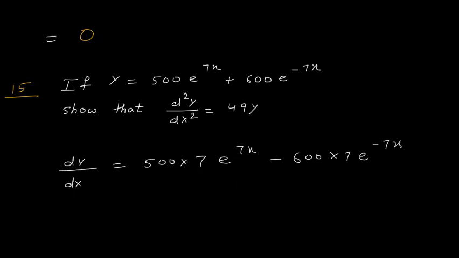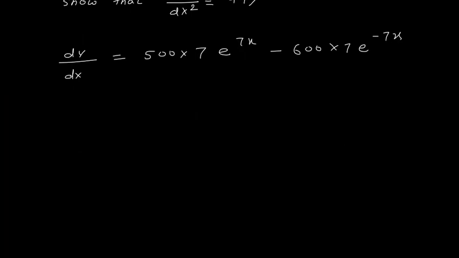Right? Perfect. Why am I using the minus sign? Because it is e power minus 7x. So this is a composite form. When you differentiate, you have to differentiate minus 7x, and its derivative is minus 7. So that is this minus sign. Okay. This is our first derivative. You can take 7 common.